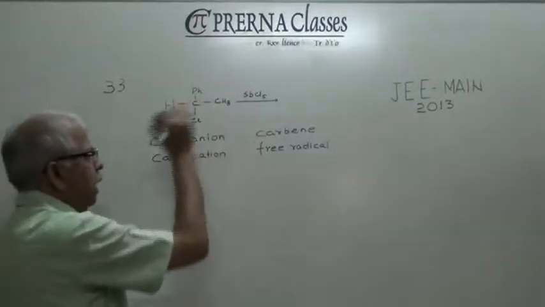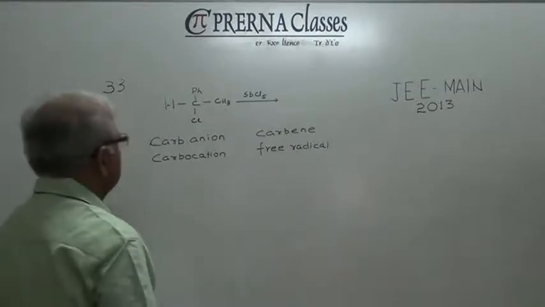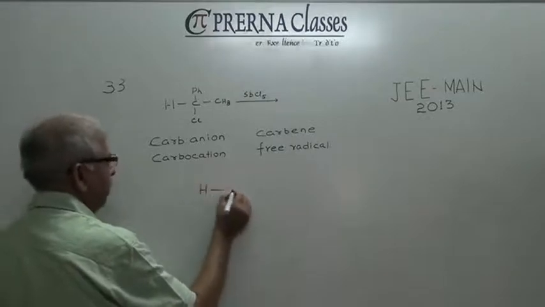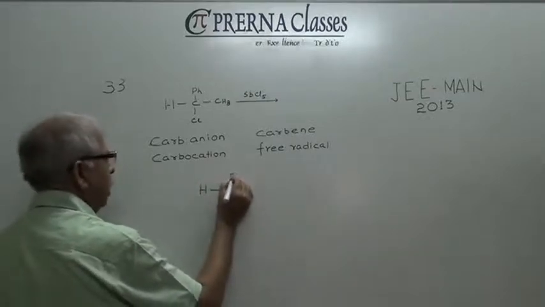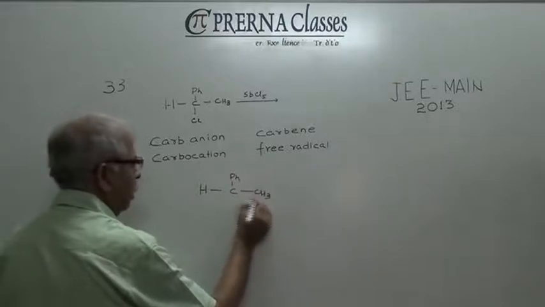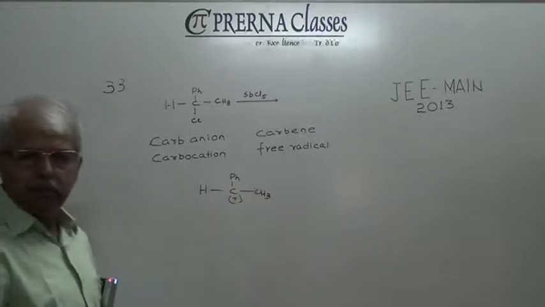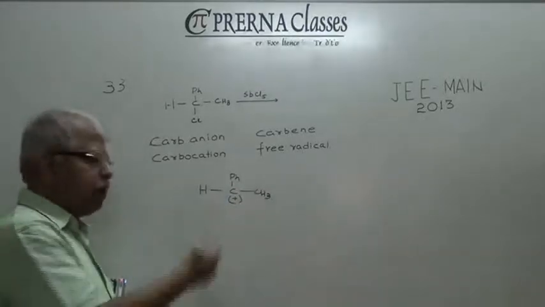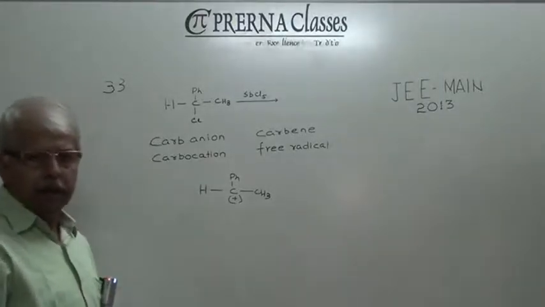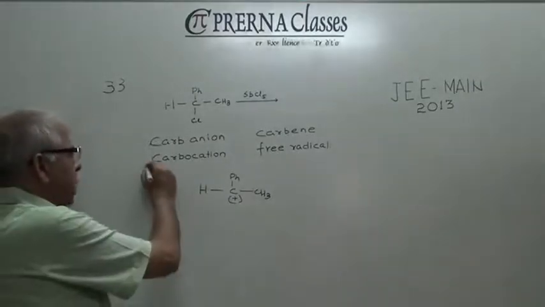This SbCl5 is a Lewis acid, and hence we will be getting a carbocation. It will generate a carbocation being planar, again racemizes. So the correct answer is carbocation.